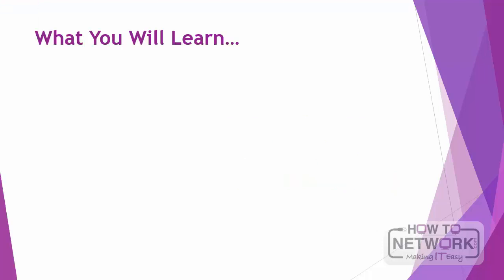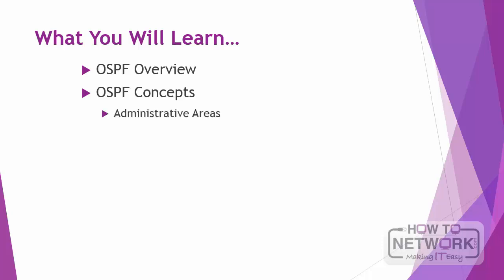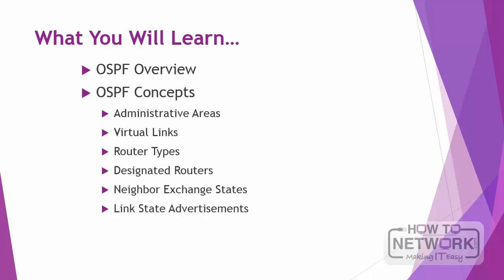We're going to begin with some concepts you need to understand, a baseline I guess you could say, prior to designing OSPF. Then we're going to get a bit more granular in this video and dig into OSPF concepts, such as administrative areas, virtual links, router types, designated routers, neighbor exchange states, link state advertisements, and best path selection. If you're going to design OSPF properly, you need to understand all of these concepts. We will not go into configuration examples that you can learn in the CCNP ROUTE exam, but for the CCDA, you will need to understand these concepts.